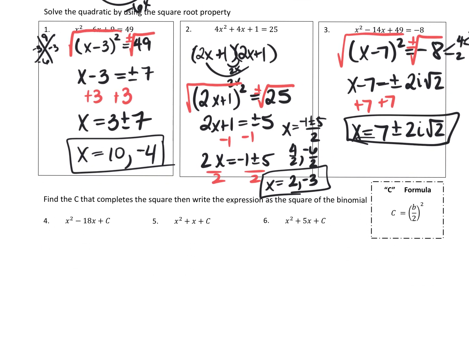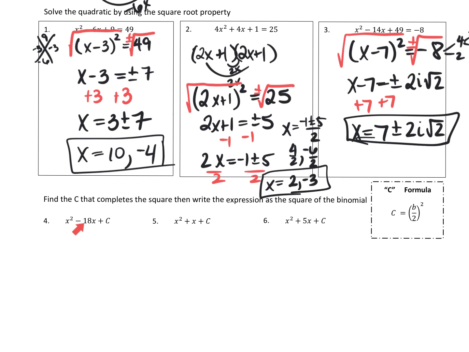Okay, so some of the problems on tonight's homework will have it like this, where you can factor it and then solve using the square root property. But sometimes we have to make it a perfect square so we can factor and use the square root property. Again, like we did in the warm-up, the formula to get c to make it a perfect square is the b term divided by 2 and square it.